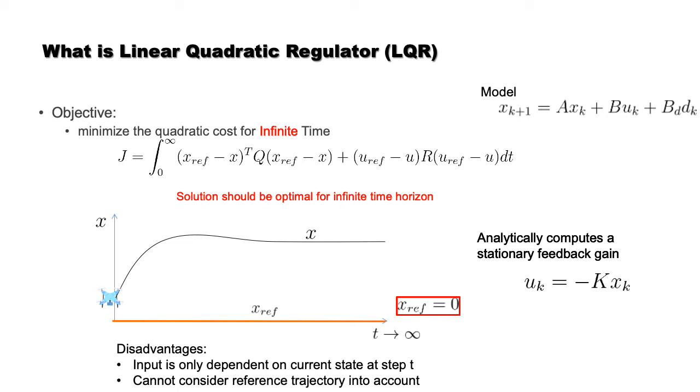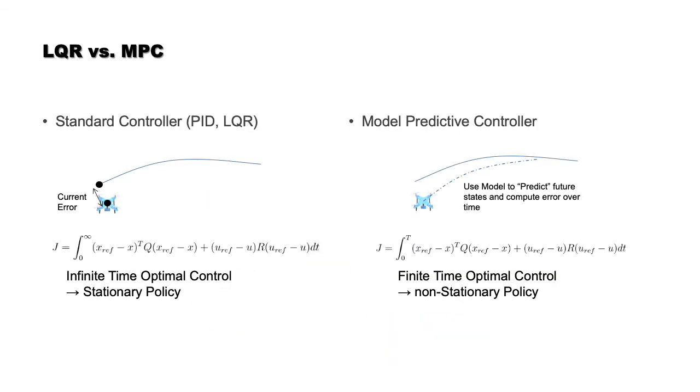A disadvantage is that the input only depends on the current time step t, and therefore it cannot take the reference trajectory into account. To conclude, the LQR is a stationary policy and MPC is a non-stationary policy. In other words, the policy changes over time. The difference in the formulation is just that LQR solves an infinite time horizon problem, whereas MPC solves the finite horizon problem at every time step t.